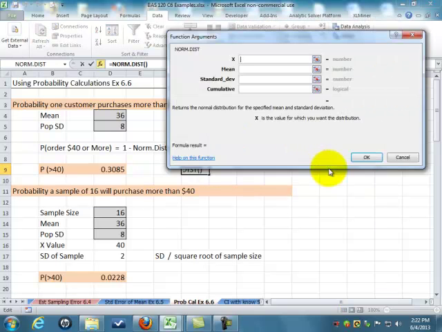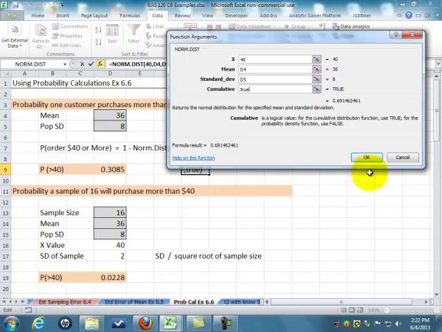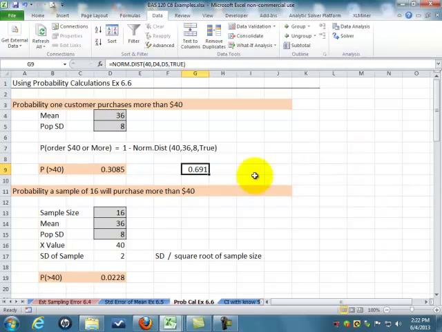NORM.DIST, okay. Now, our X in this case is 40. Our mean is 36. You can either punch it in or I have it in these cells so you can change it. Our standard deviation is that, and we want it cumulative, so we want it true. Now remember, this is going to give us the probability from left to right, so that basically gave us the probability of less than 40. So if we say equals 1 minus this, we get 0.0385, the probability of getting one customer greater than 40.